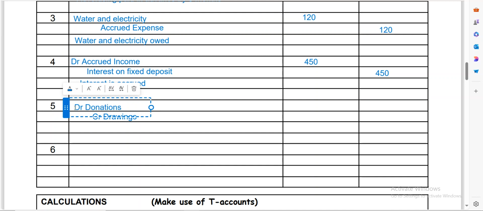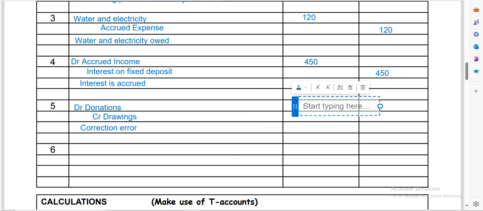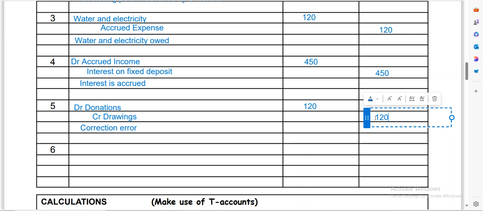And remember here the explanation will be correction of error because you are correcting a mistake. Okay, remember the amount was 120, so that 120 will come here and here. Then you are done recording this transaction. If you have questions guys, you're more than welcome to let me know.